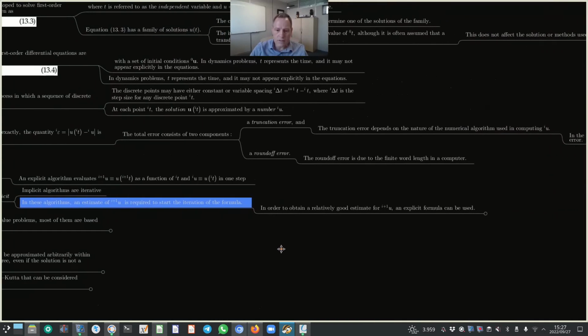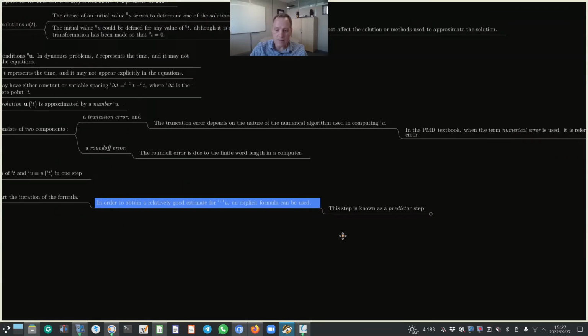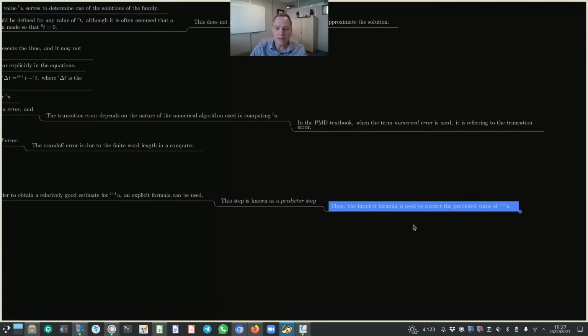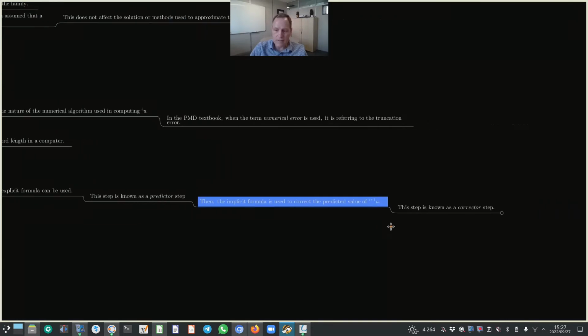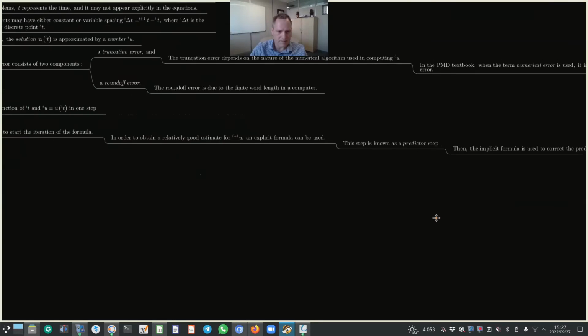Now, in order to obtain a relatively good estimate for u at the next time instant i plus 1, an explicit formula can be used. This step is known as the predictor step. Then the implicit formula is used to correct the predicted value of u_{i+1}. This step is known as the corrector step. Normally, an algorithm iterates on the corrector step. Okay.